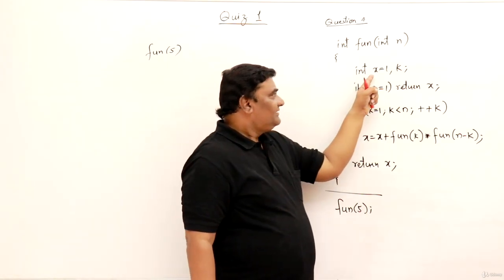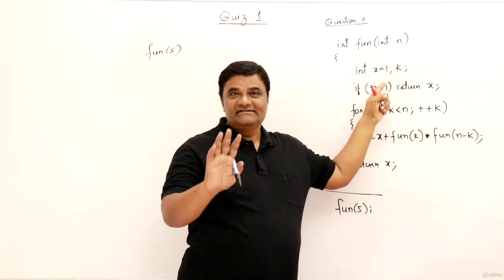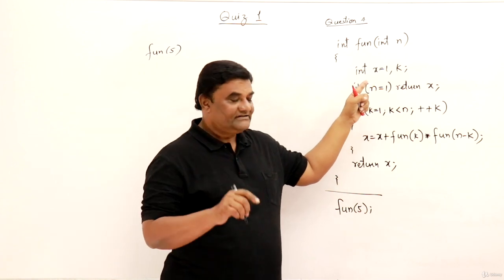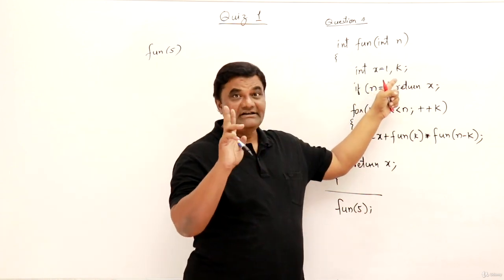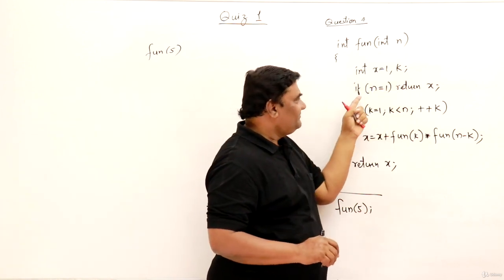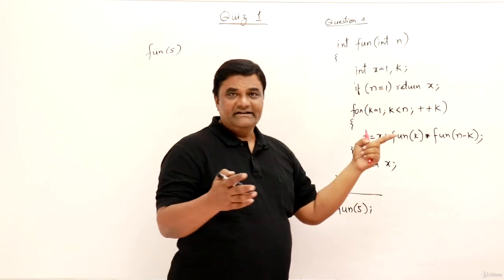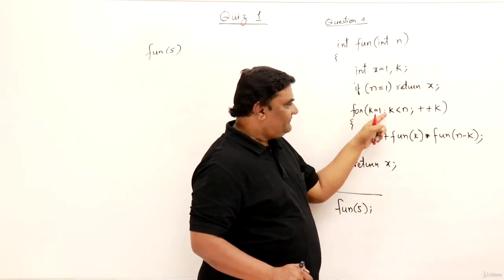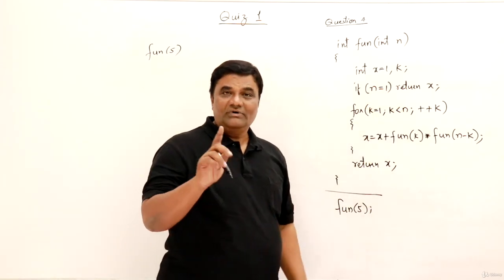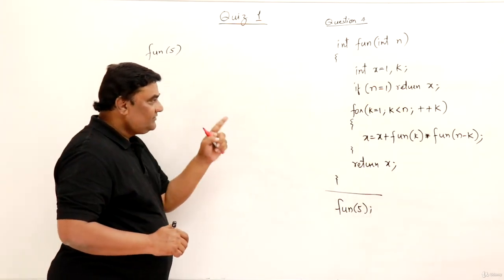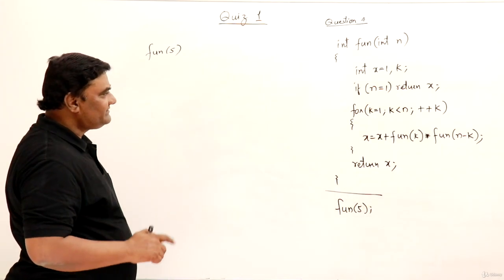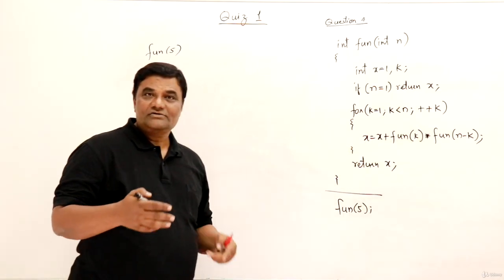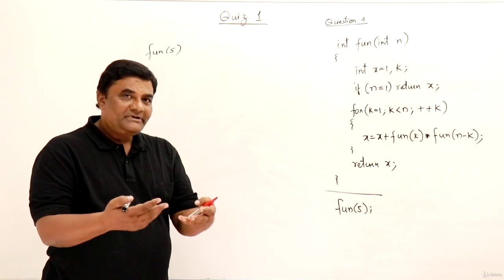Then these are local variables. Yes, these are not static. So in every call x will become 1. Remember this. K is also newly created in every call. N is equal to 1, return x? No, it is not 1. Then for k assign 1 to less than n. 1 to less than n means 1, 2, 3, 4. So for k assign 1, 2, 3, 4, these statements are repeated so many times.